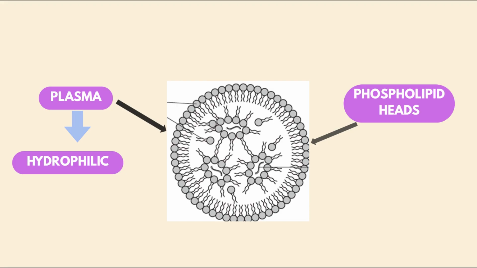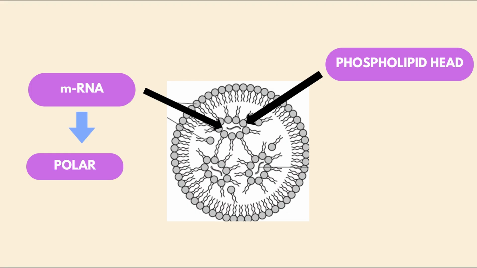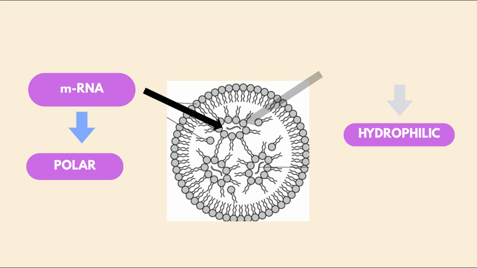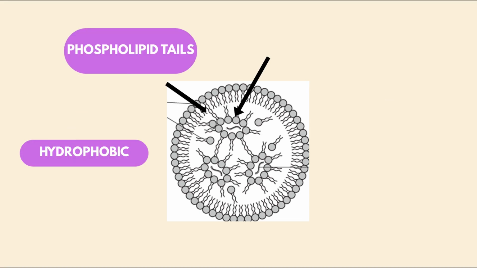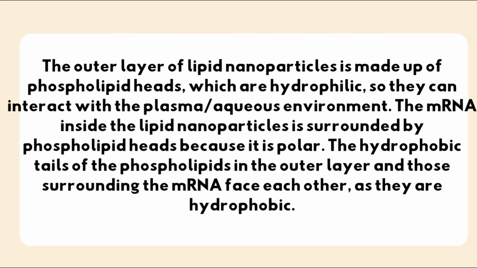Then here it's a little bit more advanced than the previous question. The mRNA has been surrounded by phospholipid heads within the particle because mRNA is polar and cannot tolerate the tail part. So finally you can see all these hydrophobic tails have been facing each other as all of them are hydrophobic. So you have to include these points in your answer.